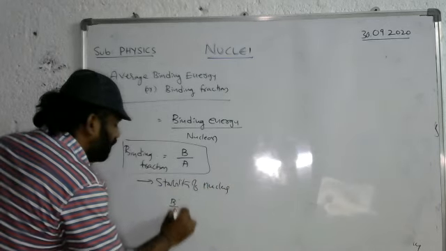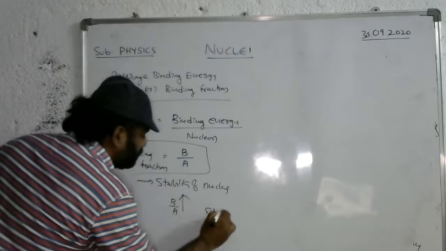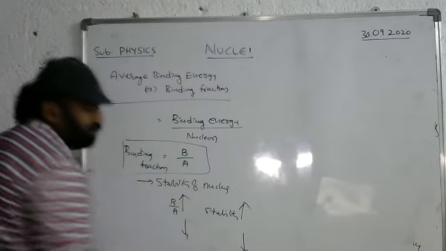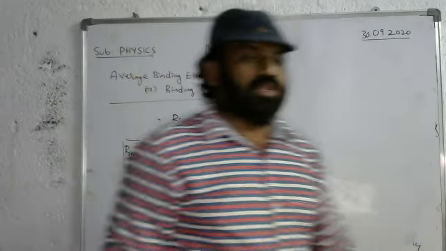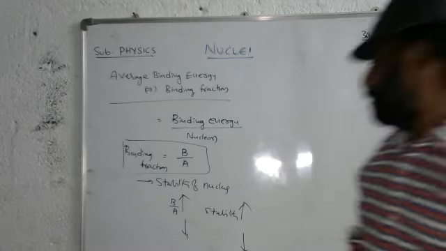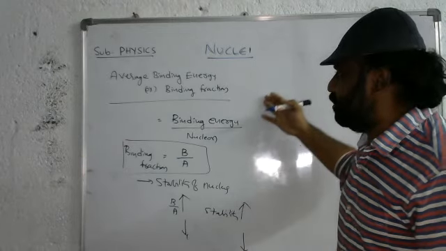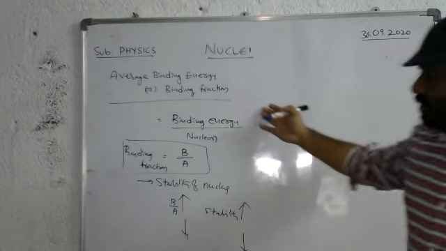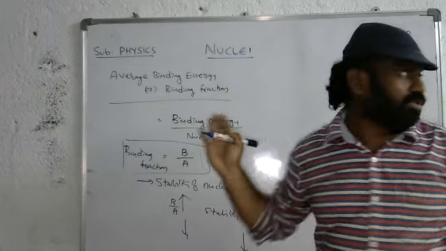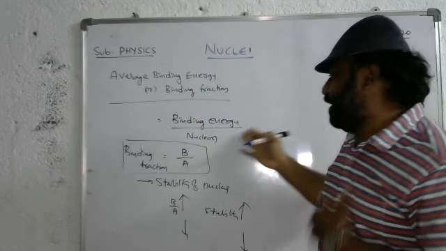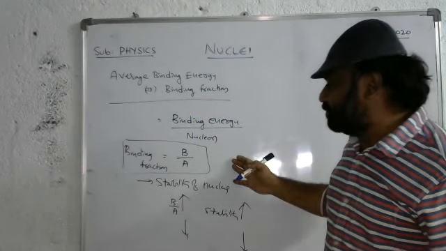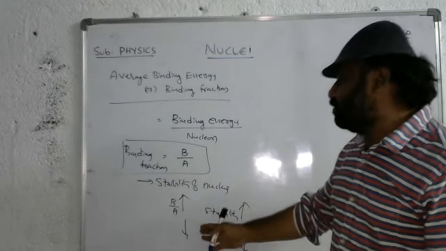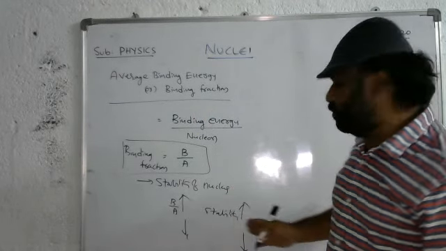If the binding energy per nucleon is high, the stability is also high. If it is low, the stability is also low. This is about the average binding energy or binding fraction. The ratio of binding energy to its nucleons is called binding fraction, which gives information about the stability of the nucleus. The more the binding energy per nucleon, the more the stability.